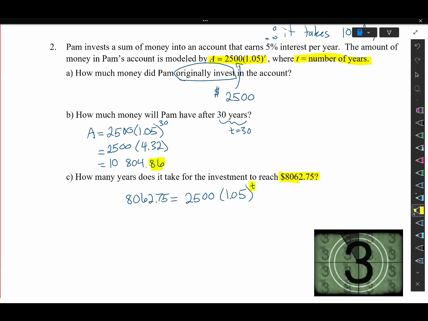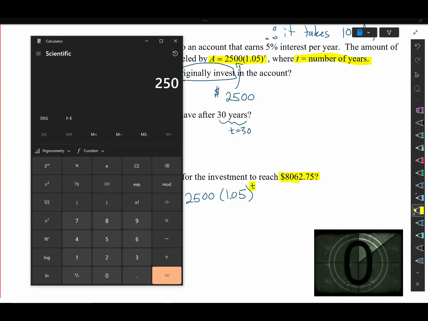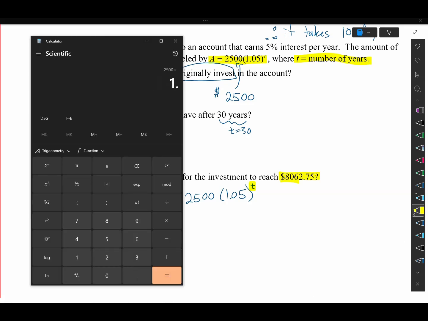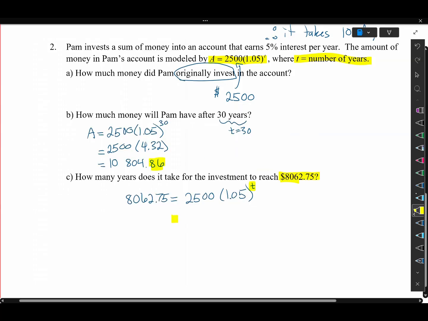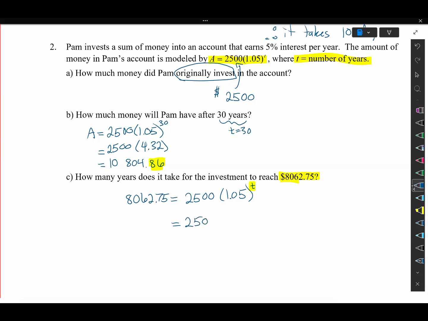I want you to pause the video, try it out yourself. We work with 2,500. We multiply it by 1.05. That's after 1 year, 2 years, 3 years, 4 years, 5, 6, 7, 8, 9, 10. We're performing our repeated multiplication until we get the number that we need. We're looking for $8,062.75. Look, 24 years. Fantastic, because we hit that equal sign 24 times. So we're working with 2,500 times 1.05 to the exponent 24. How did we get here? We performed repeated multiplication.